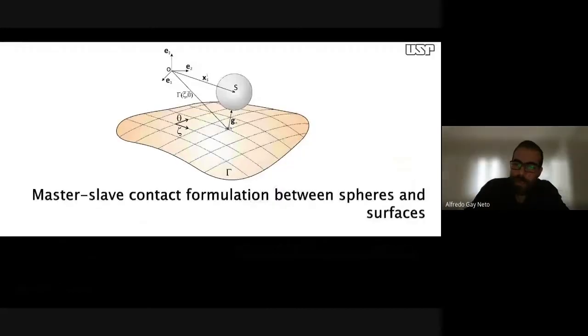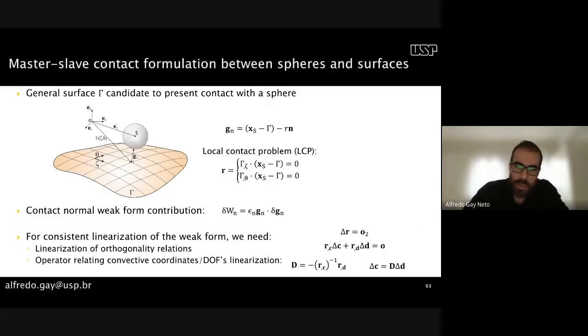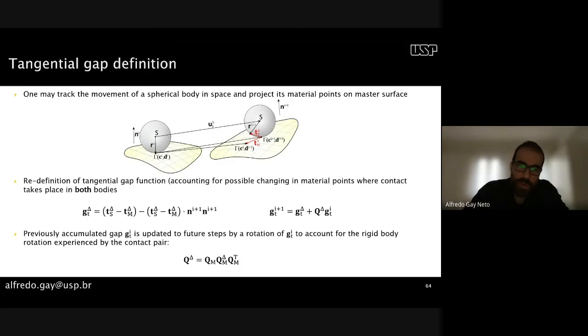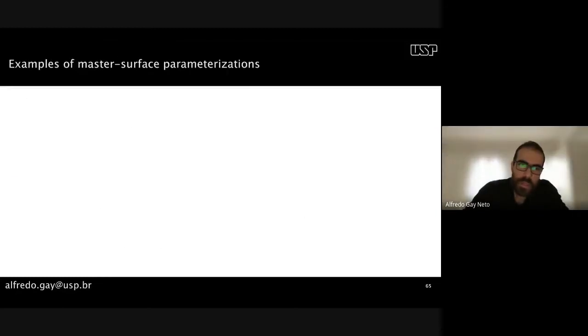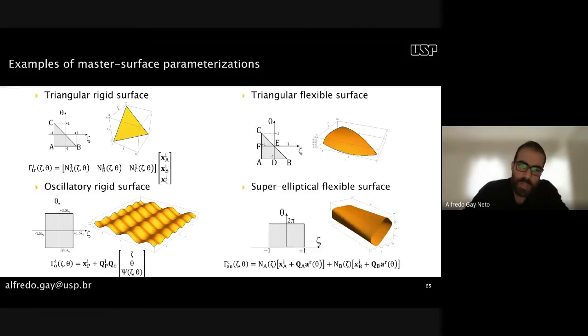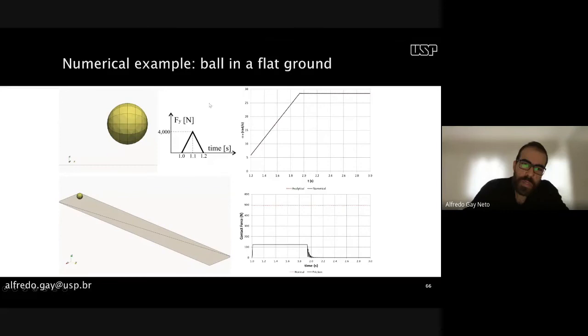There's a special kind of master-slave contact between spheres and surface. This may be seen as an enhanced master-slave technique or a particular case of master-master. I won't go into details here, but it is similar to the way I described so far, except that one of the bodies is a sphere. It's a particular case. We define many surfaces here to have contact. You can find the ball that you asked about, for example.